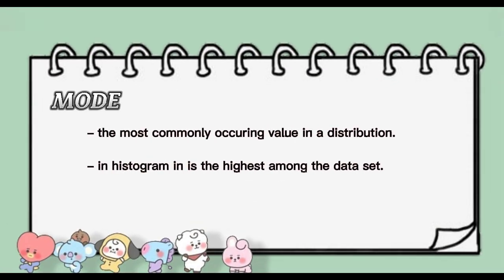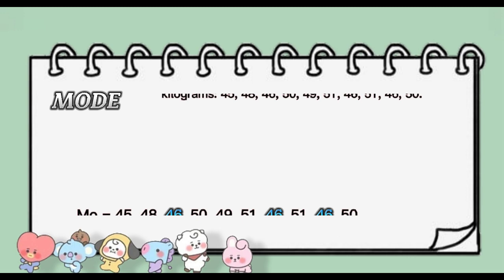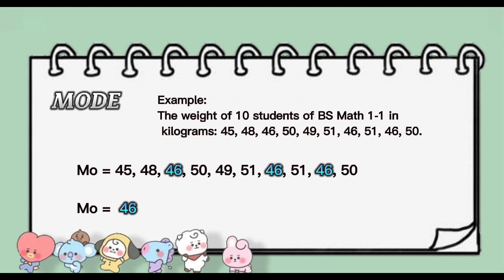Now let's proceed to the mode. Mode is the number that occurs most frequently in the list of numbers. In mode, you don't have to arrange it from smallest to greatest value. You just have to look for the number that occurs most frequently. For example, here is the weight of 10 students of BS Math 1-1 in kilograms. In this example, 46 is the number that occurs most frequently among the rest, which means 46 is our mode.